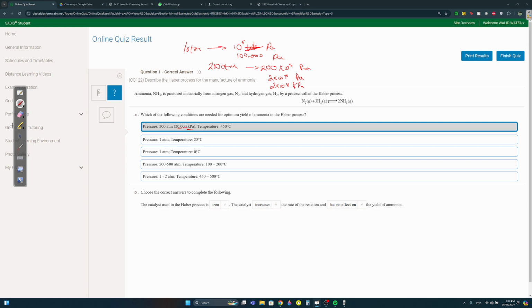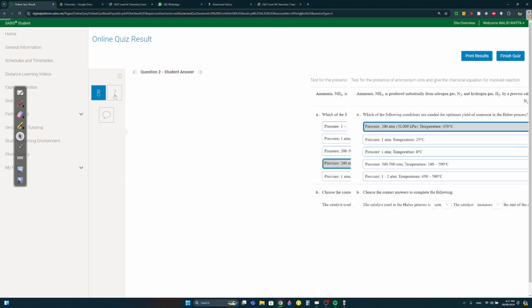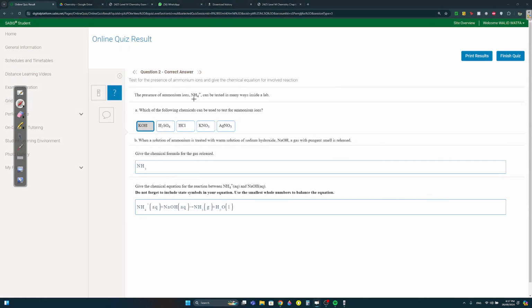Okay, 2 times 10 to the power 4 is 20,000. The temperature is 450 for both the Haber and the contact process. The catalyst is iron. You know that the catalyst increases the rate, but it has no effect on the yield. These are easy questions.